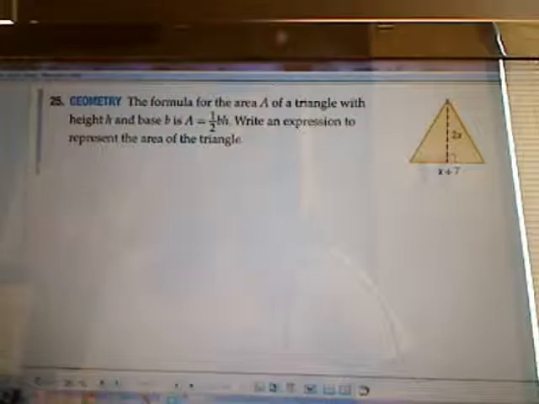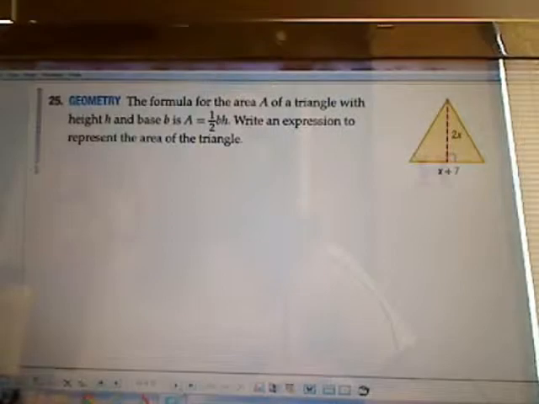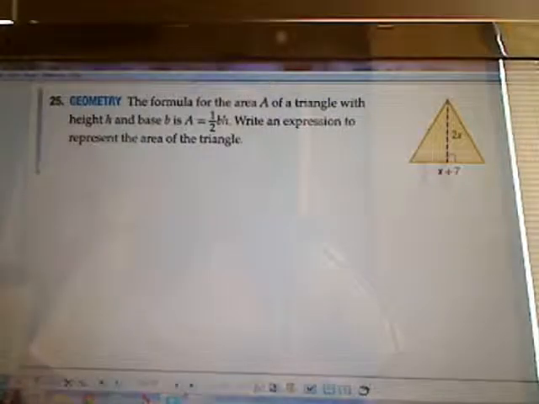So here's our problem. The formula for the area of a triangle, oh, they give it to us. So nice. With height h and base b is A equals 1/2 base times height, and write an expression to represent the area of this triangle. So where's the base at? Well, the base would be what it's sitting on or what it could sit on, because sometimes they move around the picture. And then what's the height? Well, the height's always going to be perpendicular, right angle to the base. So this must be our height. This must be our base. So we're going to substitute this in for our base, and we're going to substitute this in for our height.